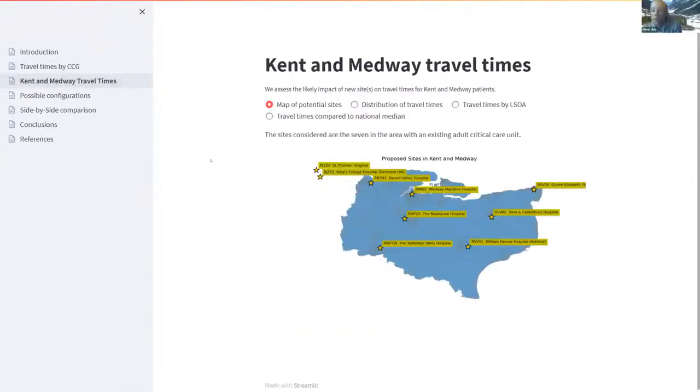Okay, so our project is about looking at what the options are, how we might reduce travel times if we have additional sites available within the area. Currently, the Kent and Medway patients are overwhelmingly going into London, in particular the two sites here at St Thomas's and King's. And so we look at what would happen if we had other sites, 7 other possibilities within the area. And these are the locations which have an existing adult critical care unit, so would be suitable for consideration.